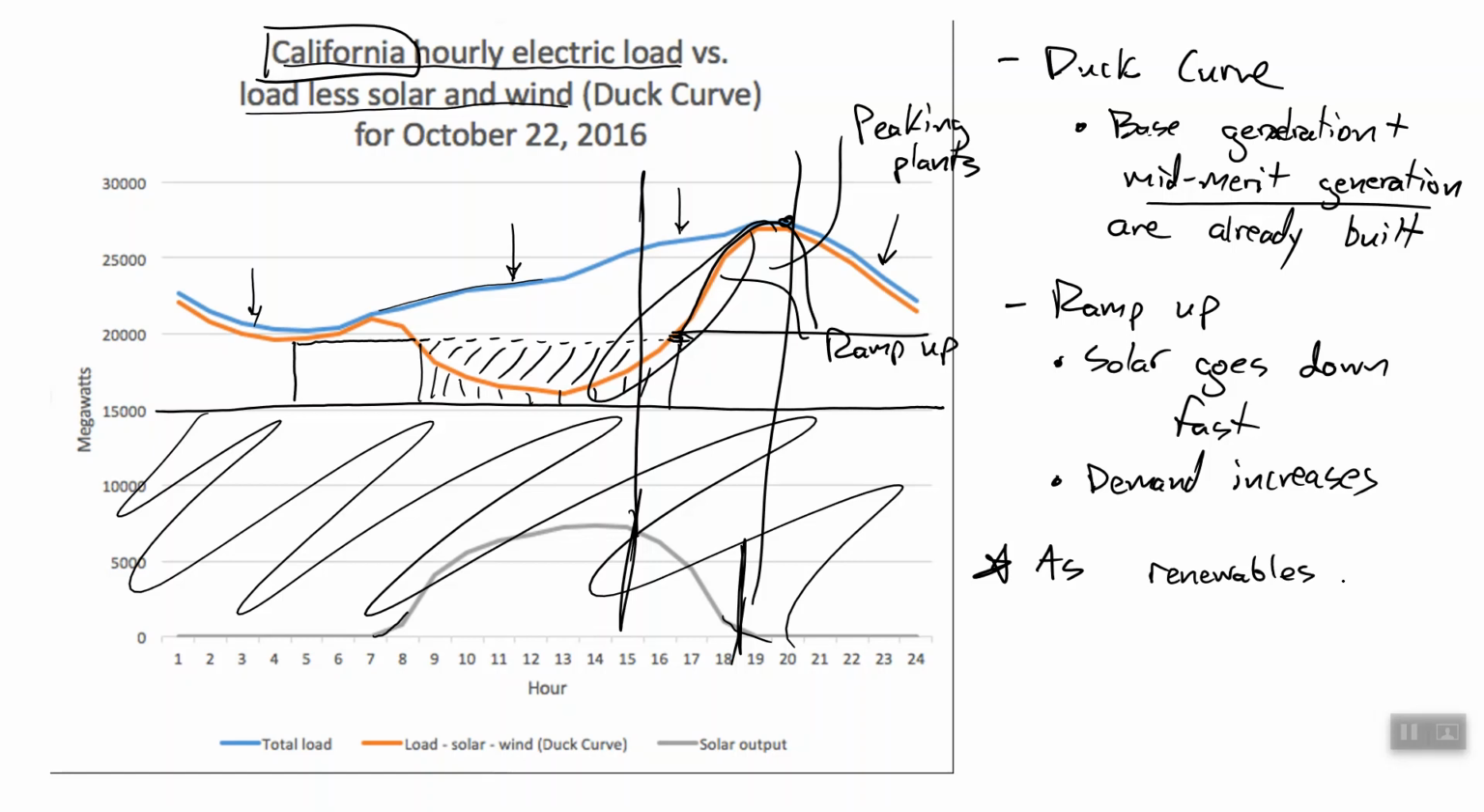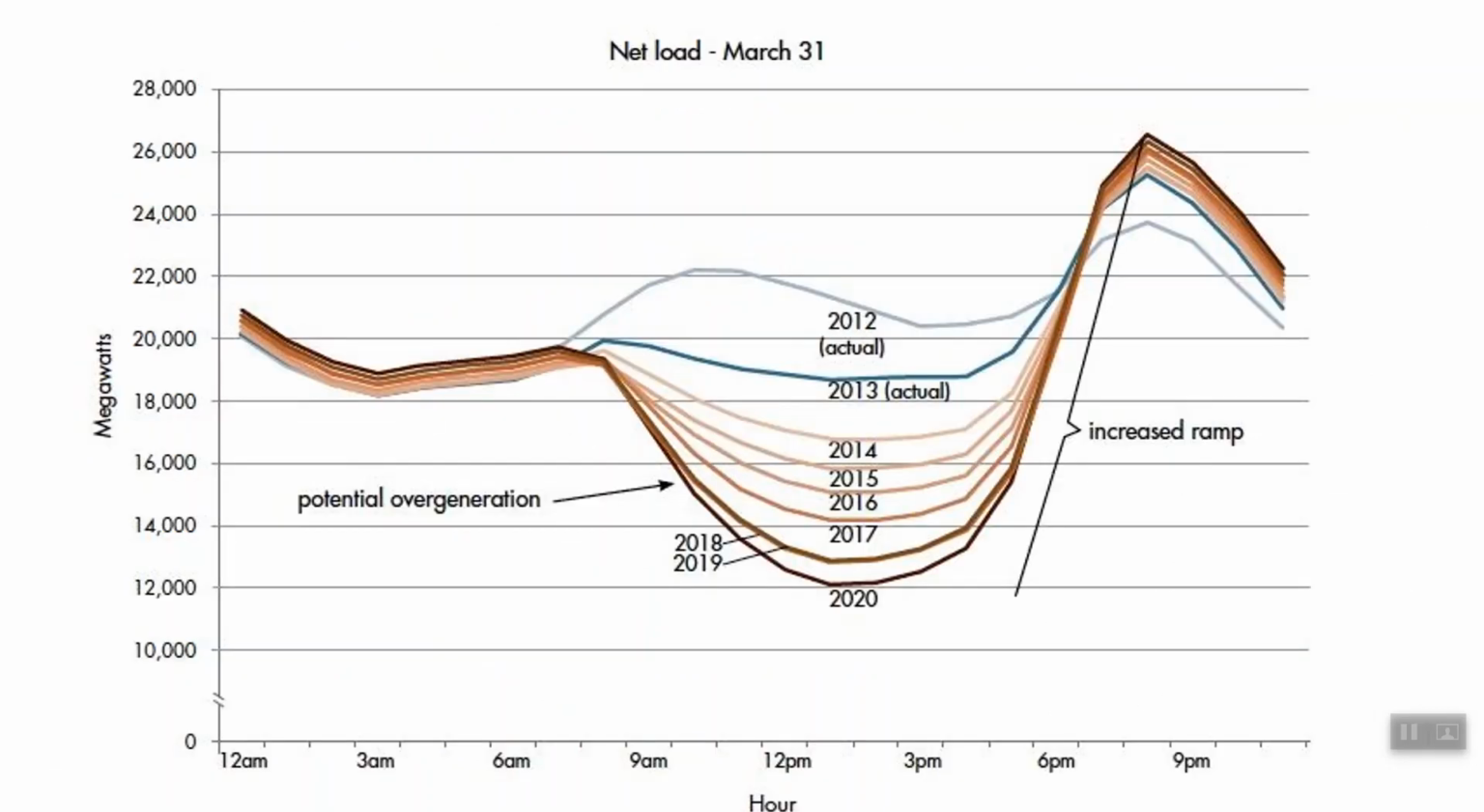As renewables gain market share, then the duck curve gets worse. I'll show you what I mean. So here's the real duck curve on March 31st in California. This is in 2012. And then look at this, 2013, it's almost completely flattened out. And then this is projected, of course.